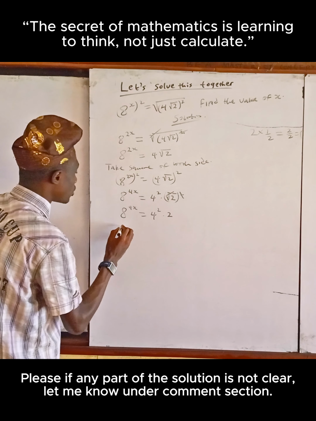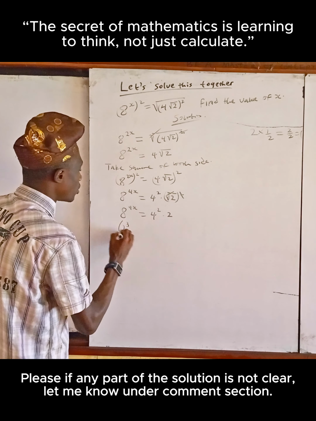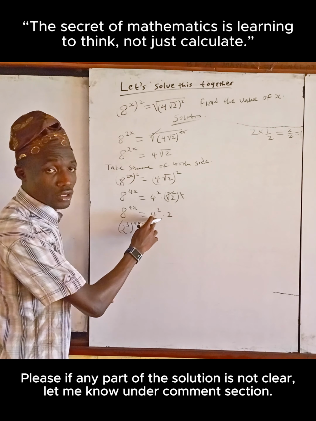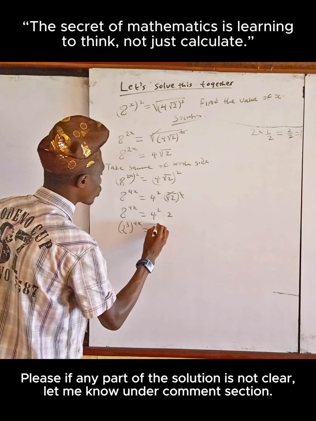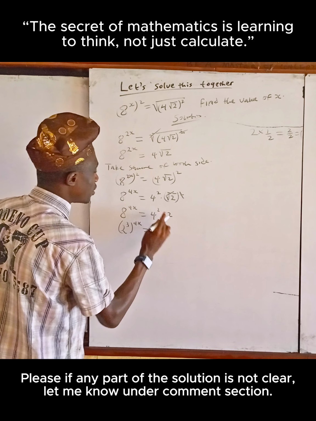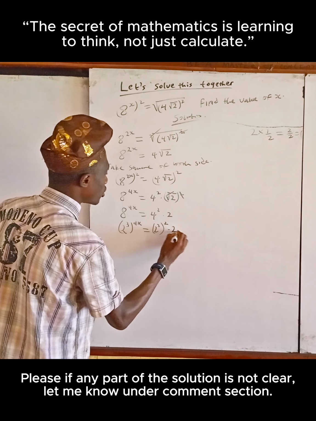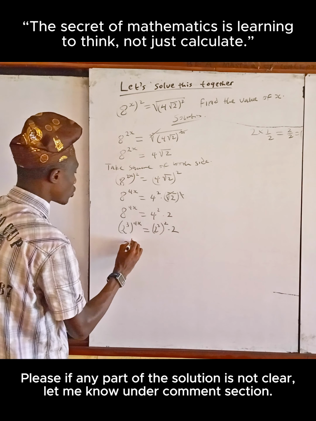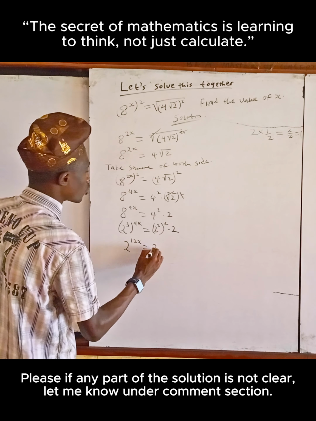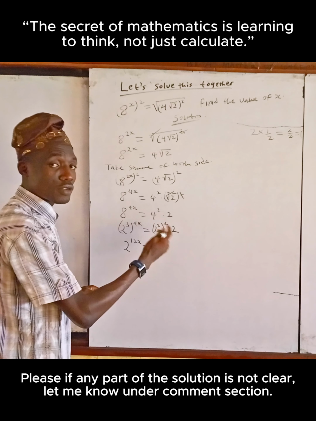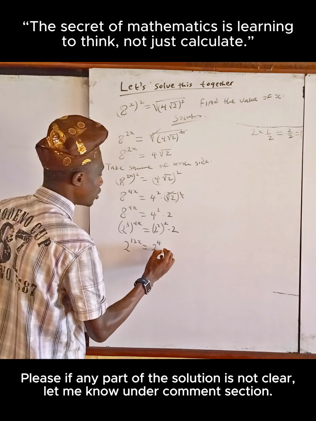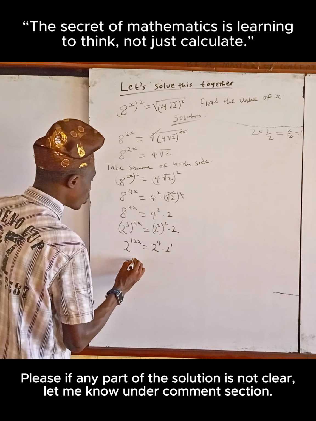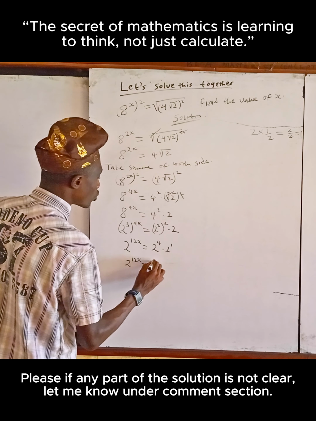Which is 2. 8 is 2 raised to the power 3, all to the power 4x, equals, what is this 4? It's 2 squared. So we have 2 squared, then the square that is there, multiplied by 2. So we have 2 raised to the power 3 multiplied by 4. That's going to give us 2 raised to the power 12x equals 2 raised to the power 2 times 2. That will give us 4. Then multiplied by 2 raised to the power 1. So we have 2 raised to the power 12x equals 2 raised to the power.